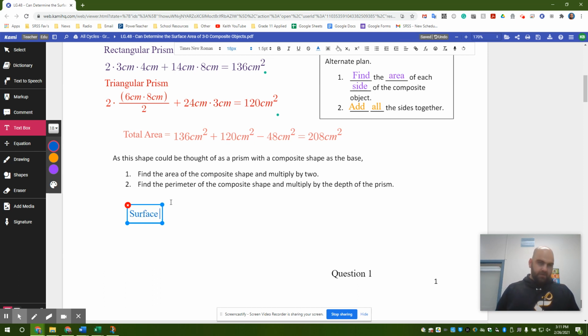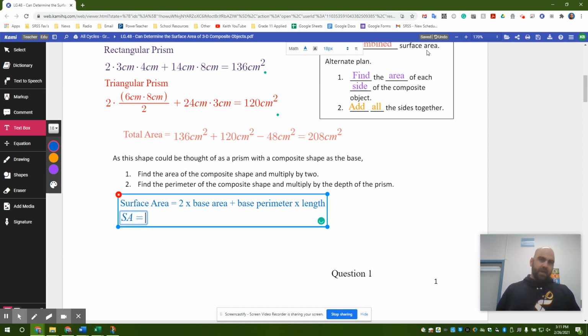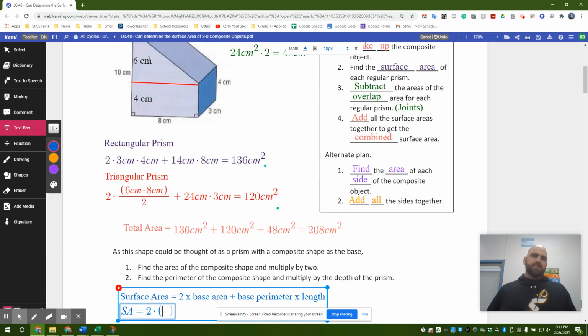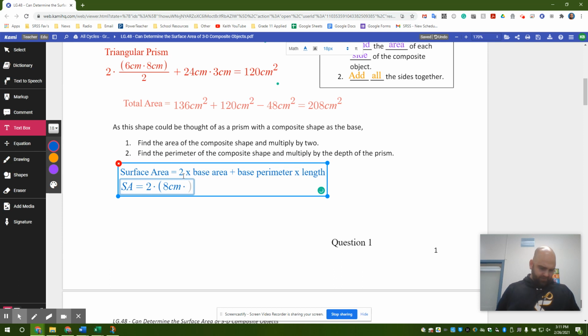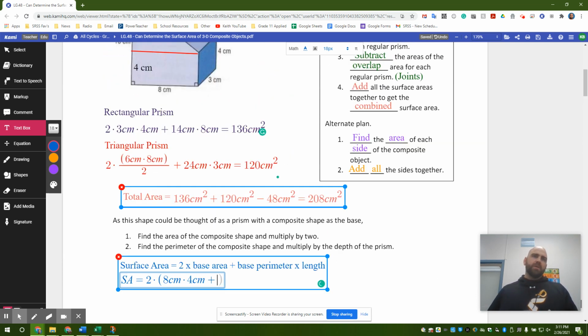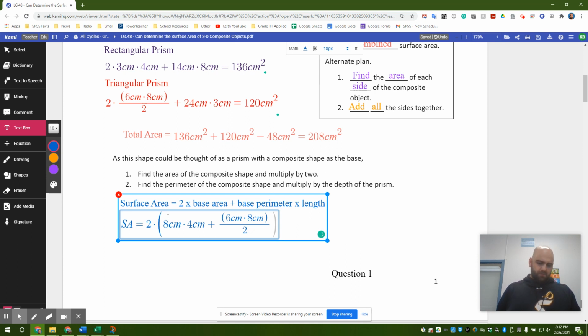Let's do this one more time here. The surface area of a prism is equal to 2 times the base area plus the base perimeter times the length or width of our shape. If we do that for this one, I'm going to simplify a little bit. SA for surface area is equal to 2 times the base area. Now, the base area is our rectangle and the triangle together. So I've got an 8 by 4 centimeter rectangle plus the area of that triangle, which is 6 by 8. So that is 6 centimeters times 8 centimeters divided by 2. And so that is our base area.